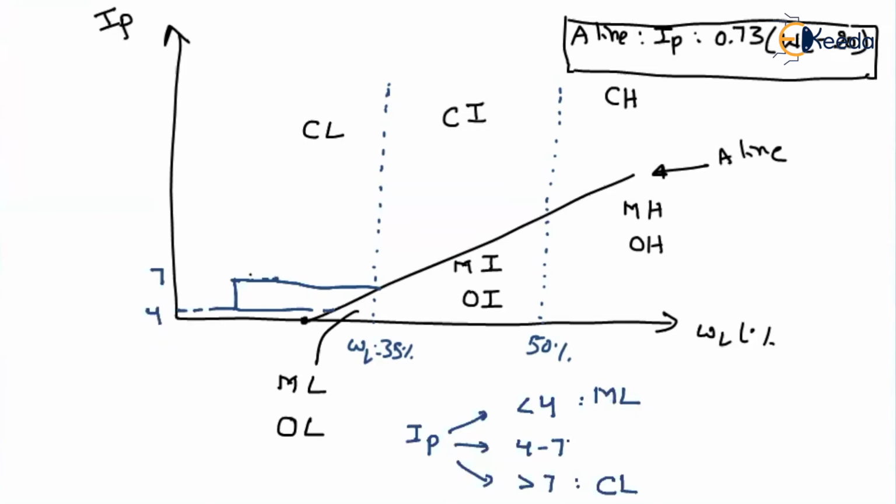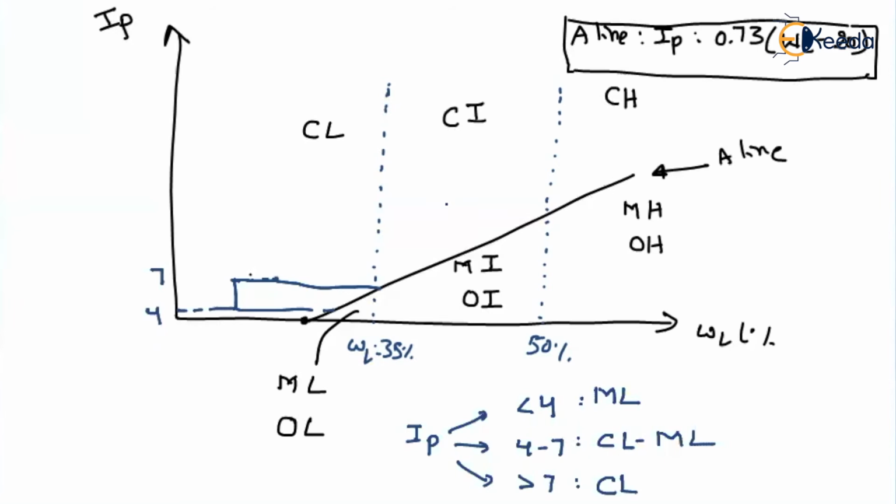So if it is coming 4 to 7, then we can say that it is CL-ML. So if your liquid limit is coming less than 20, then we have to use the IP value for the classification of the soil. Okay, understand? So this is how we will classify the system.